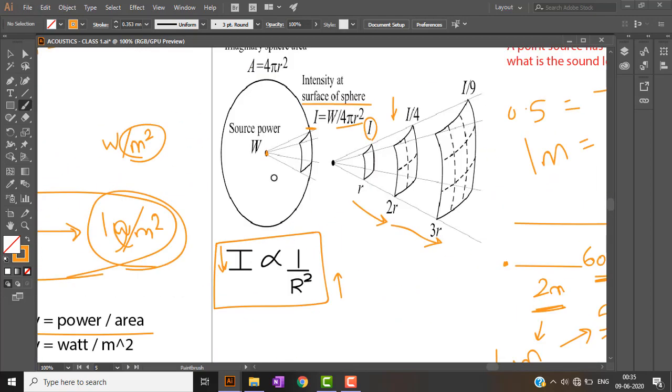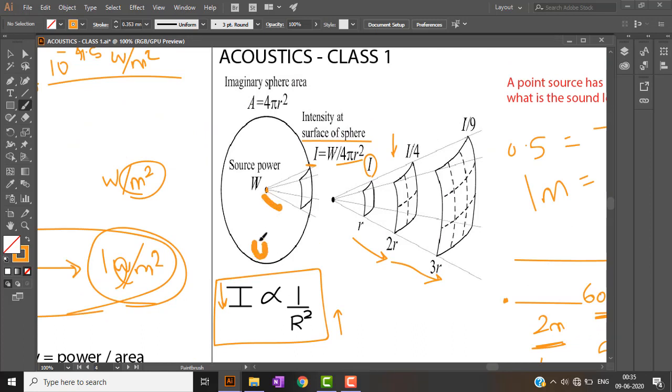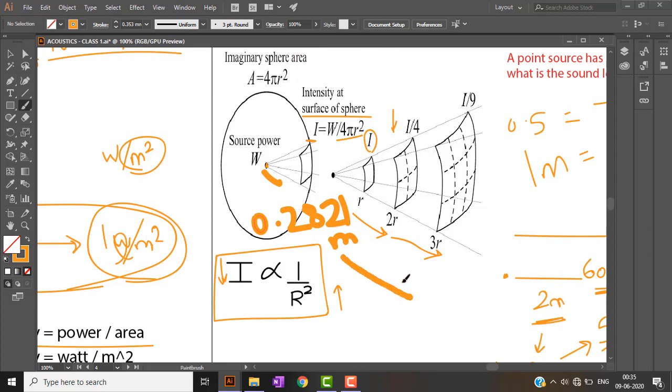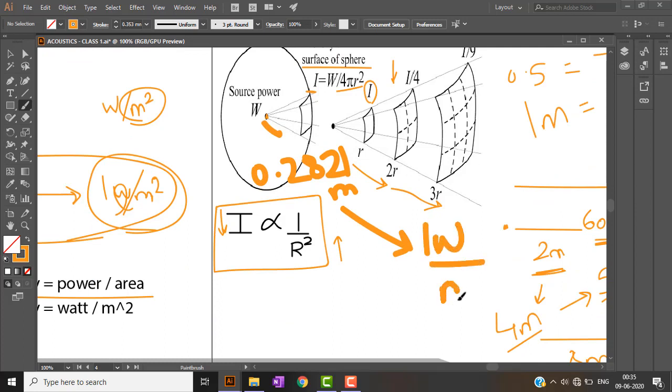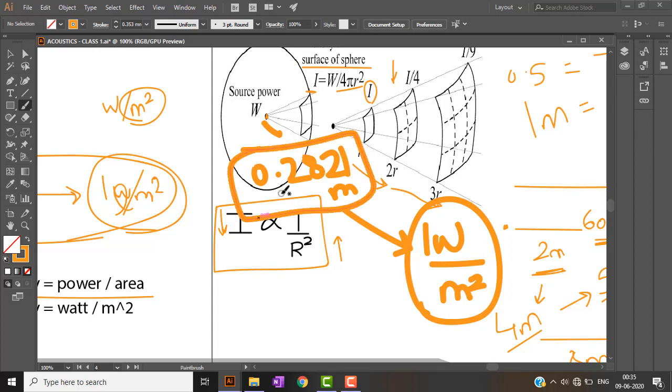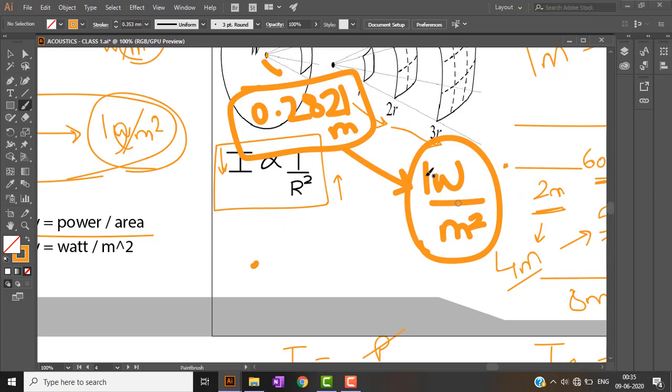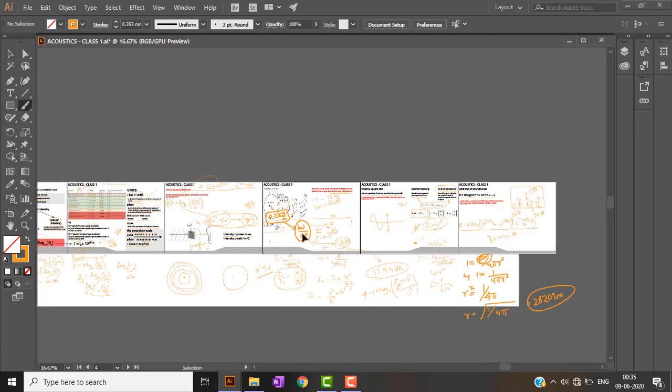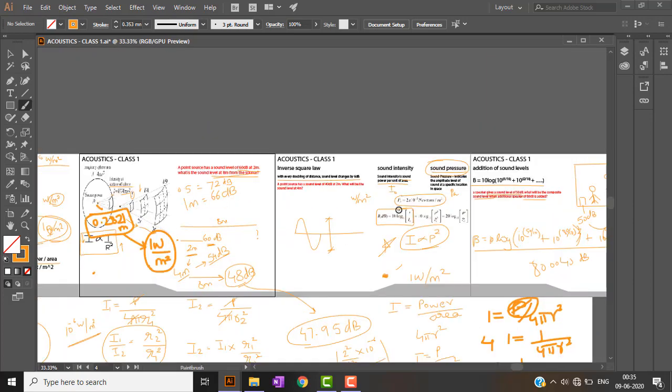So when you are at a distance of 0.2821 meter from a point source, that distance will give you an intensity of 1 watt per meter square. So this is the painful sound. A painful sound is emitted at a distance of 0.2821 meter from the point source. Just remember this, it's a very important point. 0.2821 meter is the general radius of a point source where 1 watt per meter square will be emitted. So this is the radius for the painful sound. So these were all the concepts which we saw.